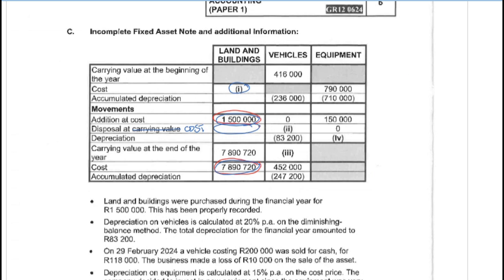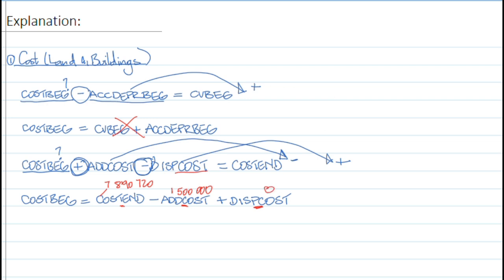No. The fixed asset note will not give us that value because it only shows the carrying value at the date of disposal. We can only get the cost of any land and buildings disposed in the additional information if anything at all is given. When we look at our additional information, there is no mention of any land and buildings that were disposed, so we can assume that there were no disposals of land and buildings during the year. So that means the disposal at cost figure is going to be 0.